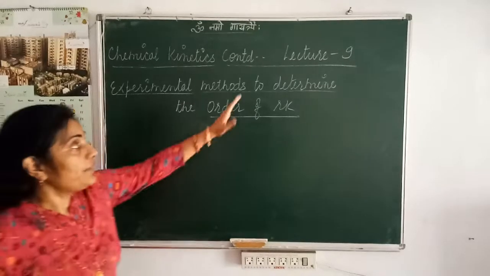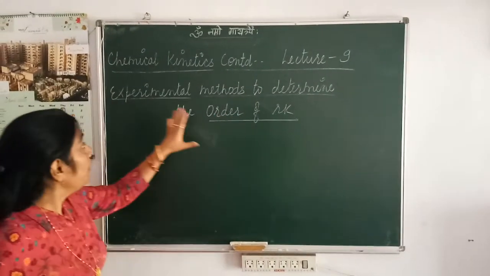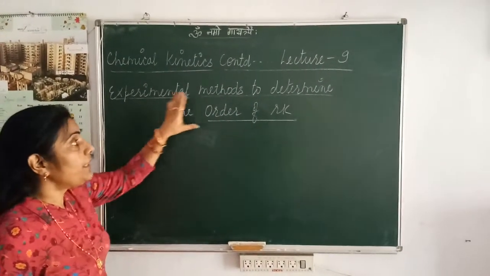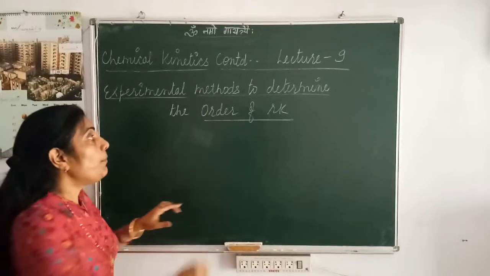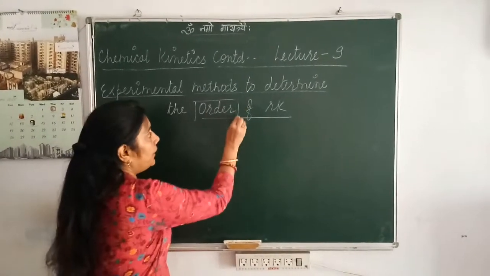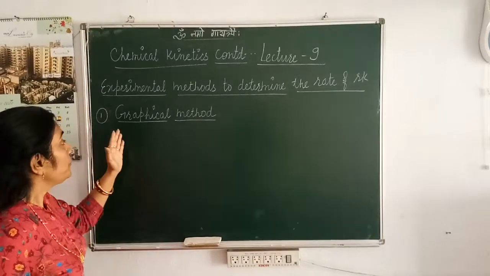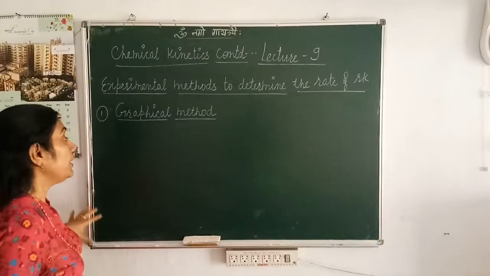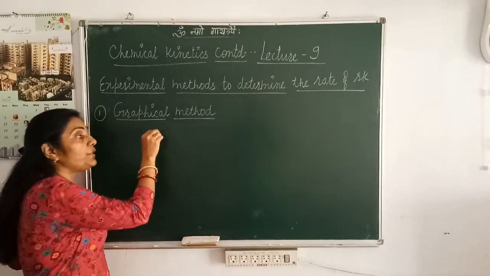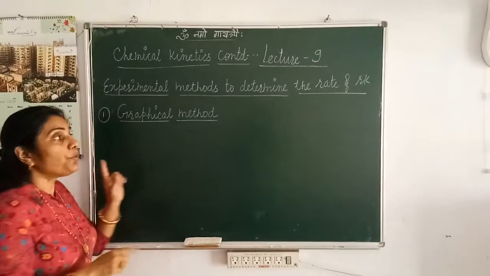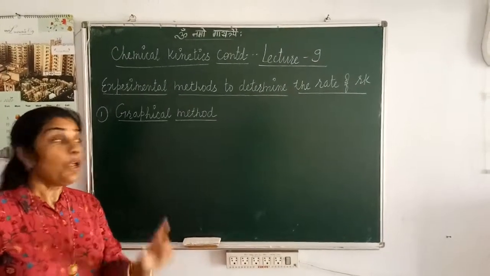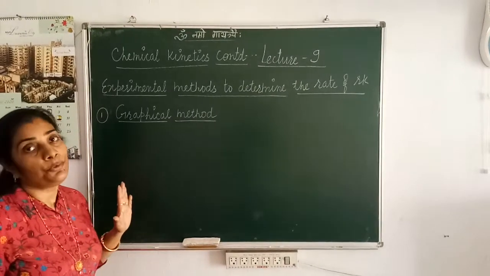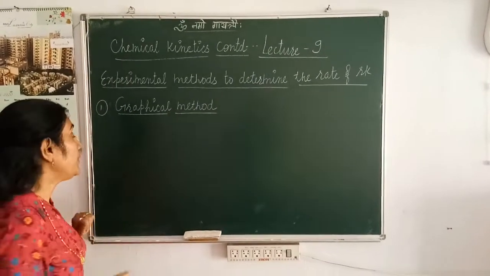Good morning students. Today is our lecture 9 and we are going to begin with experimental methods to determine the order of reaction. So the first method is the graphical method. This method is used when only one reactant or reacting species takes part in the chemical reaction.